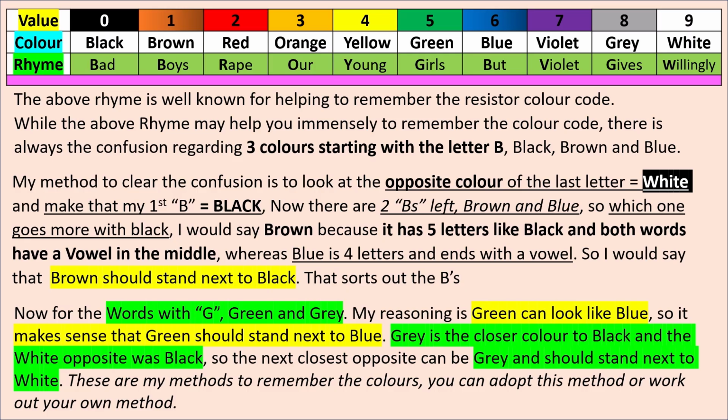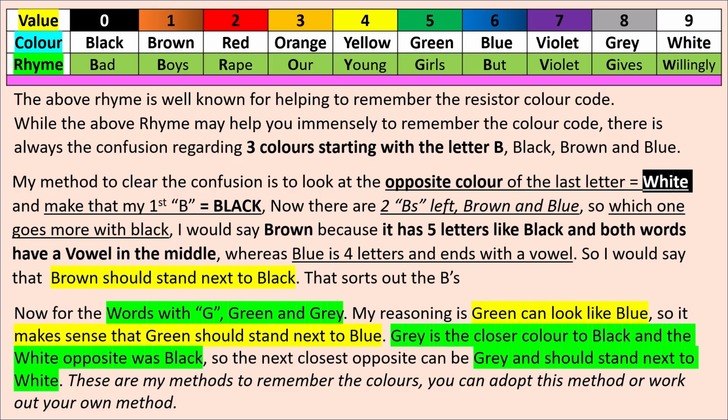So just saying that rhyme, bad boys would mean black-brown. Rape owl would be red-orange. Yellow and green would be young girls. Blue-violet would be but violet. And gray-white would be gives willingly. So that's how we match up the letters. And the rhyme helps us to remember the colors of those different words.